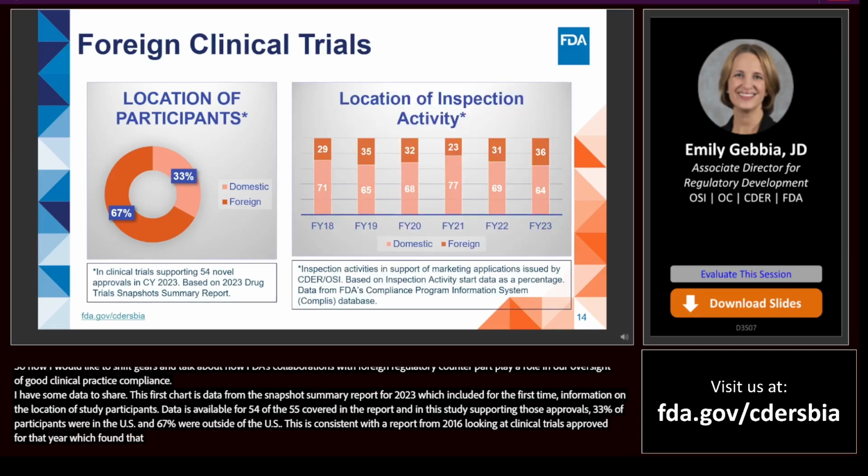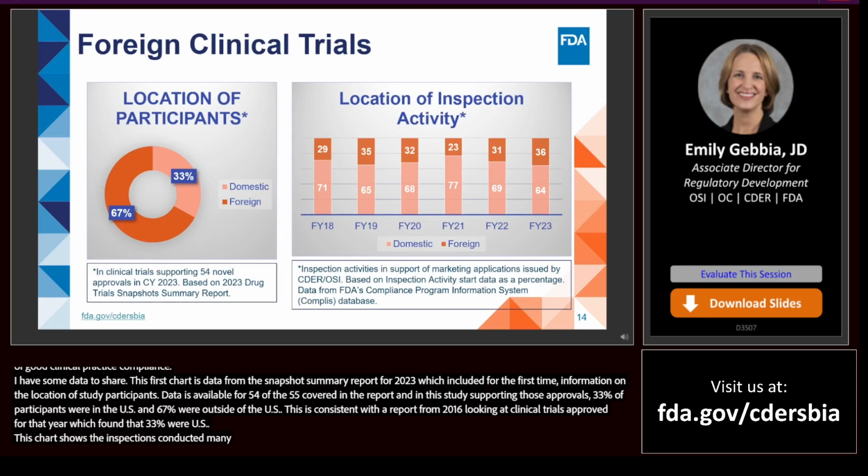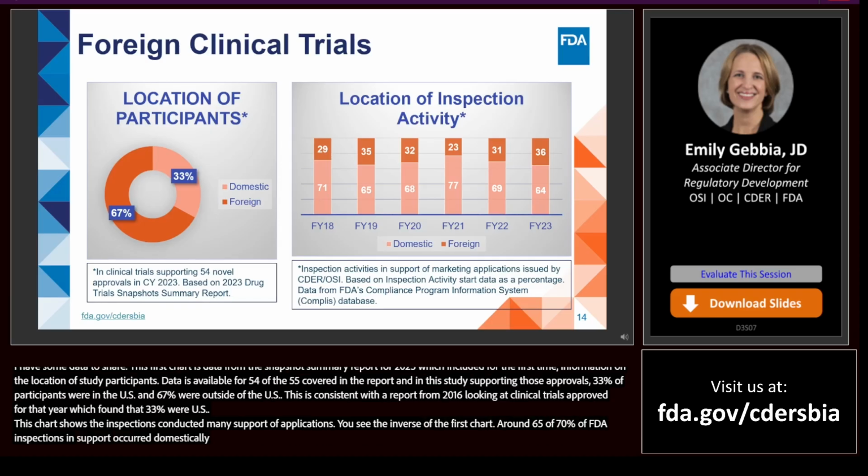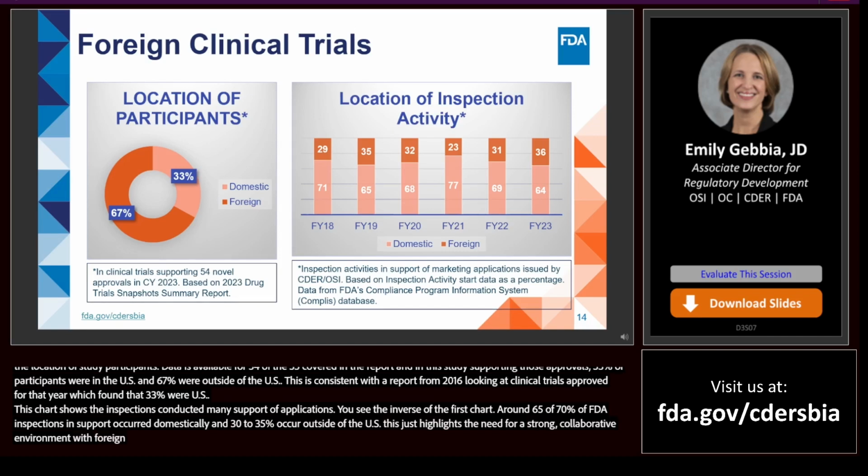This chart, however, shows the location of FDA inspection activities for inspections conducted in support of marketing applications between 2018 and 2023. We see the inverse of the first chart. Around 65 to 70% of FDA inspections in support of marketing applications occur domestically in the U.S. and 30 to 35% occur outside the U.S. So this just really highlights the need for a strong collaborative environment with foreign regulatory counterparts for oversight of clinical trials.